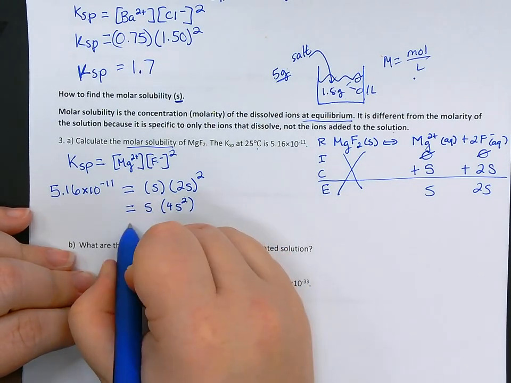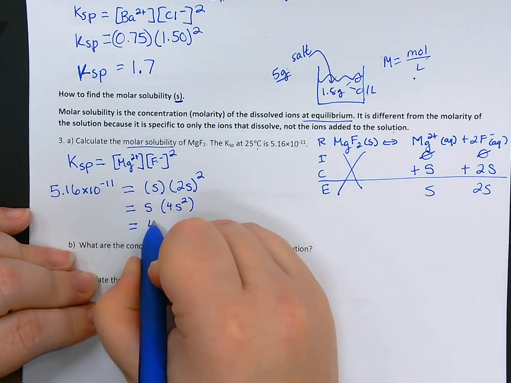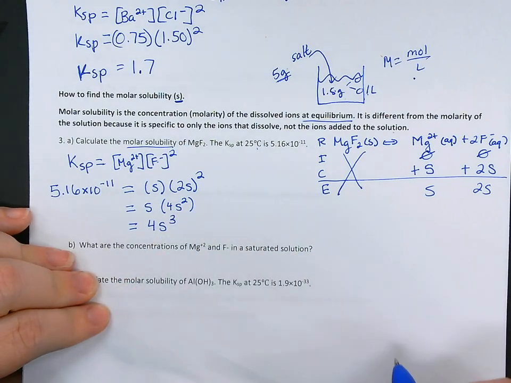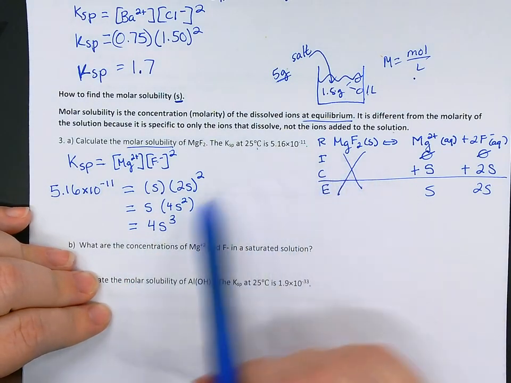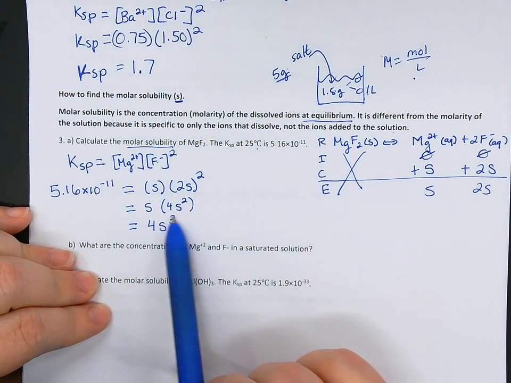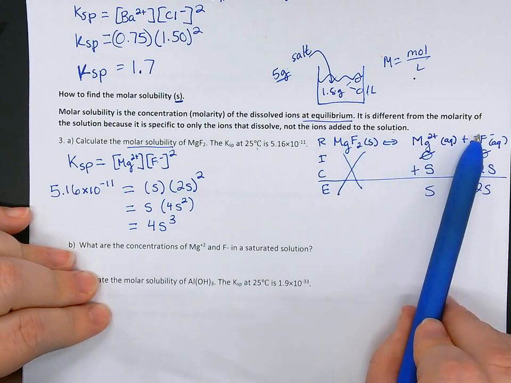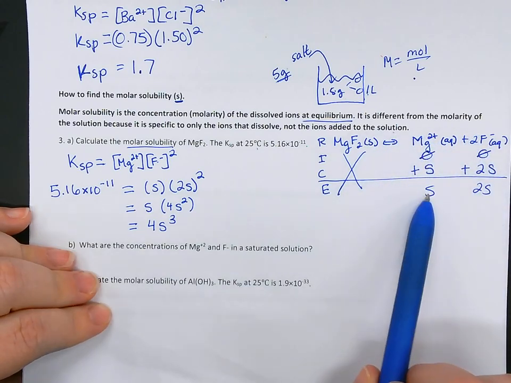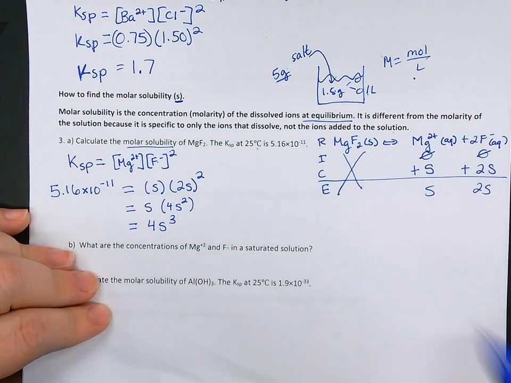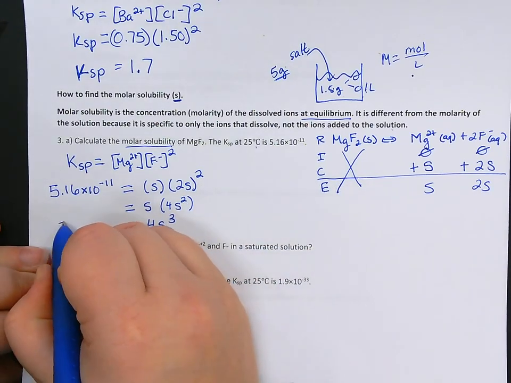Now I'm going to then multiply it by S again. So now I have 4S cubed. All right. So this is going to be the same thing anytime I have a 1 to 2 ratio on my ions, because one of them is going to be S, one's going to be 2S, and we're always going to get the same thing, which is kind of convenient.